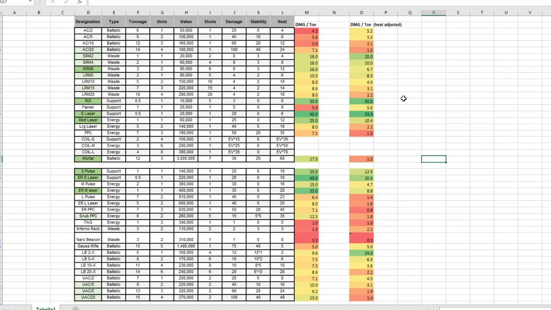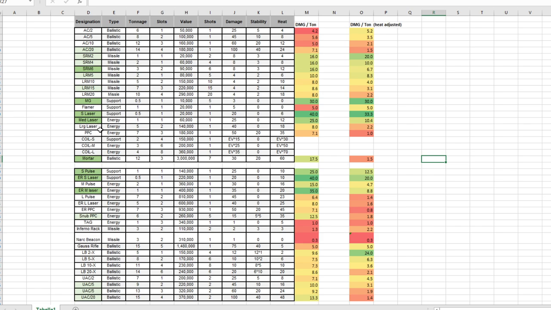Then there is a second value, because you can make the argument that you don't have unlimited heat. So I put in a small heat penalty, so to speak, for weapons. The higher the heat that they produce, the bigger the penalty is. You can see that that changes the order a bit, but not dramatically. So let's talk about the winners in that setup.